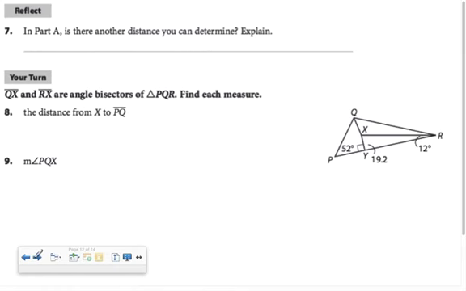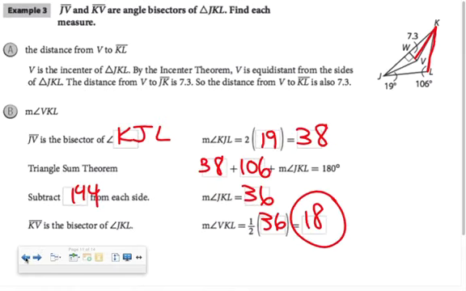In part A, is there another distance that we can determine? Well, let's take a closer look. In part A, could I find another distance? Yes, I could find the distance from V to JL. It would also be 7.3.